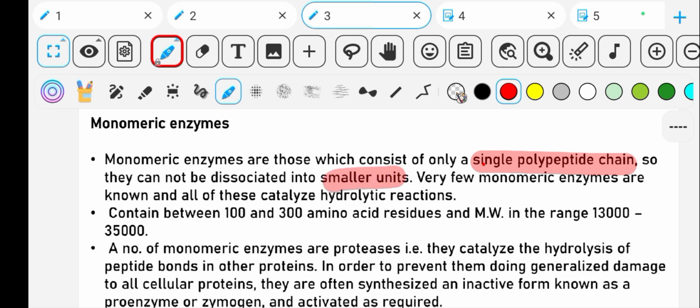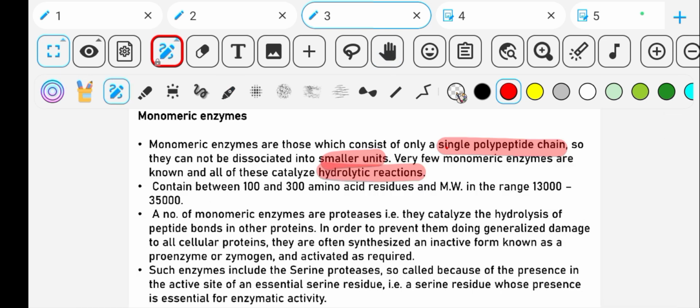Very few monomeric enzymes are known, and all of these catalyze hydrolytic reactions. Now, what are hydrolytic reactions? Basically, it is a fundamental chemical process where water is used to break down the chemical bonds of a substance, right? Monomeric enzymes contain between 100 and 300 amino acid residues and have a molecular weight in the range of 13,000 to 35,000.